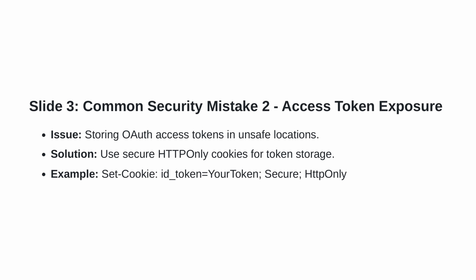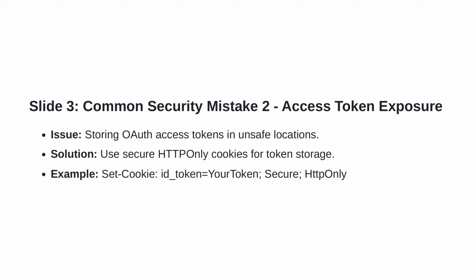On this slide, we are diving into common security mistake 2, access token exposure. This is a prevalent issue where OAuth access tokens are being stored in locations that are not secure. Now, why is this problematic? Simply put, if a nefarious actor gains access to these tokens, it can lead to unauthorized data access, which is always a potent risk factor in any application. But the good news is, we have a solution.